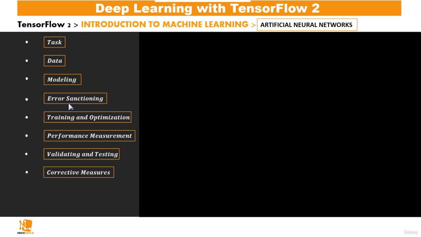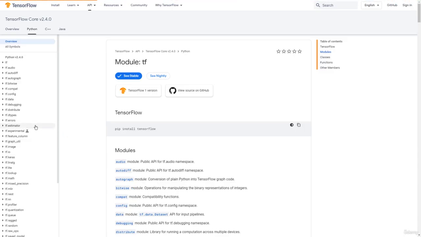And then we also have many losses which come with TensorFlow. Then TensorFlow 2 has models which permit us to do training and optimization very easily, performance measurement very easily, validation and testing very easily, and then finally take corrective measures so that our model can best represent the data set we're working with. We shall take a quick overview of TensorFlow's models.